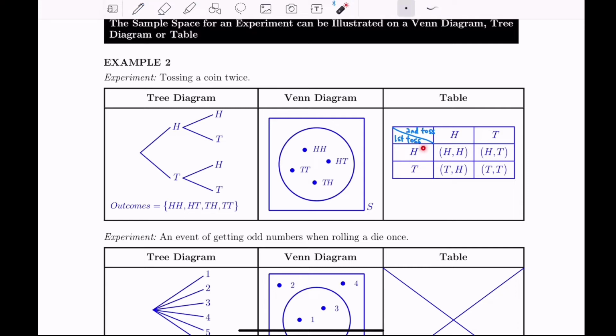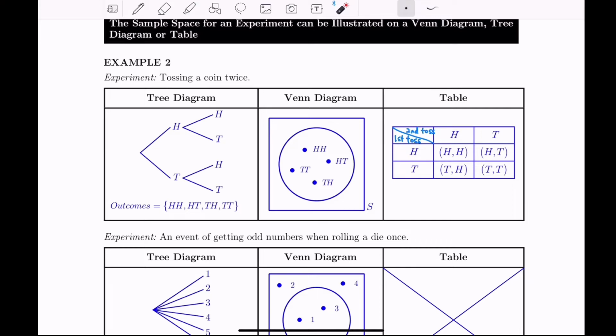Okay, so if our first toss is head and our second toss is also head, we're going to write our outcome as HH, head head. If our first toss is tail and our second toss is head, we're going to write our answer as TH, tail head. Same goes if we have first toss as head, second toss we get tail, so we're going to write our answer as head tail. And if we get both first toss and second toss tail, the way we're going to write our answer is tail tail.